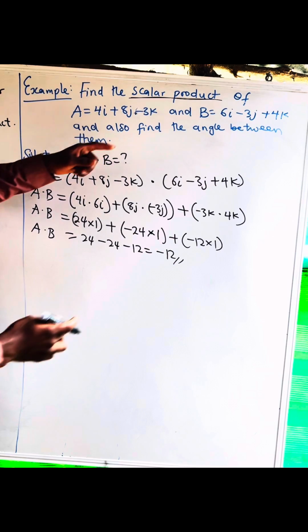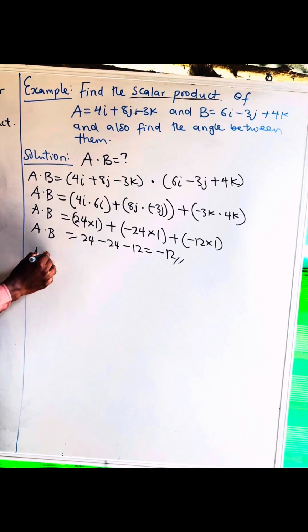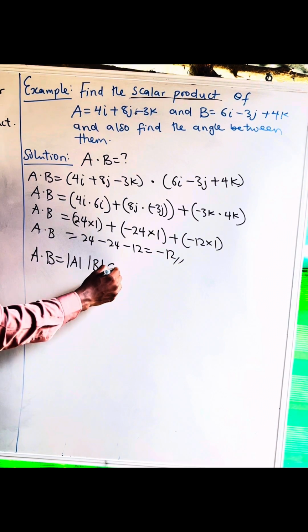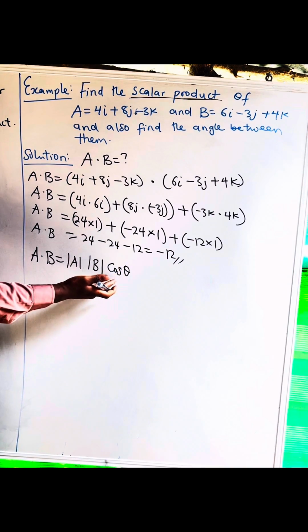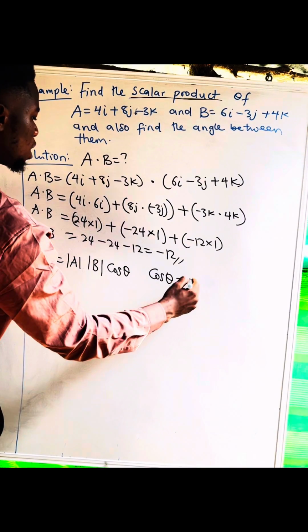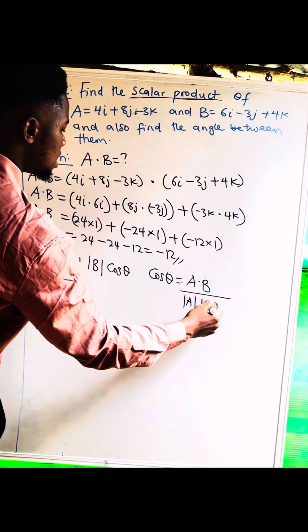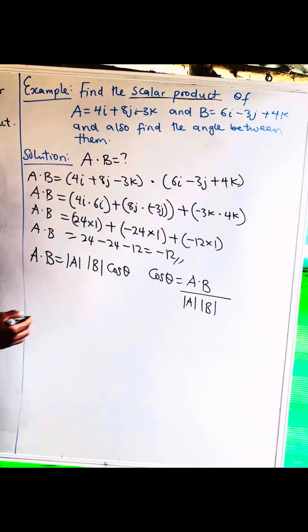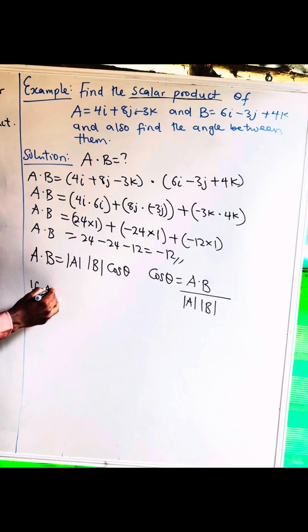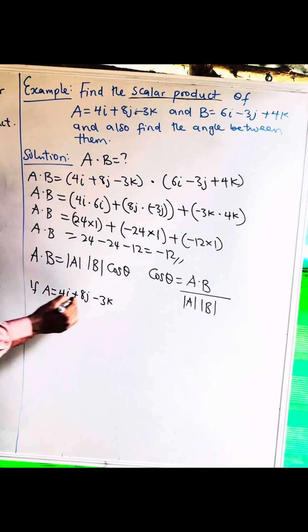Now guys, the last question asked us to look for the angle between them. You will just remember that A dot B equals the magnitude of A, magnitude of B, cos theta. So if I'm looking for the angle, let us make cos theta the subject of the formula. Therefore, cos theta equals A dot B all over magnitude of A, magnitude of B. This simply means that we firstly need to look for the magnitude of A and also the magnitude of B. So if A equals 4i plus 8j minus 3k, then let's look for the magnitude of A.